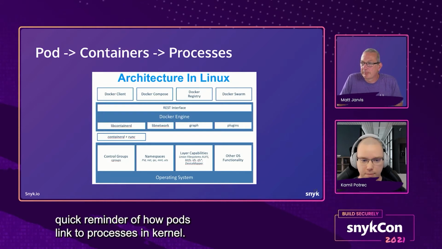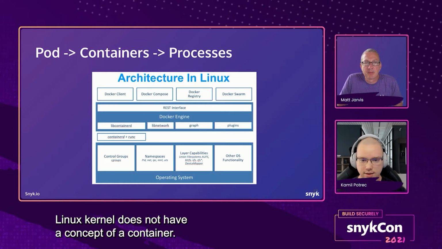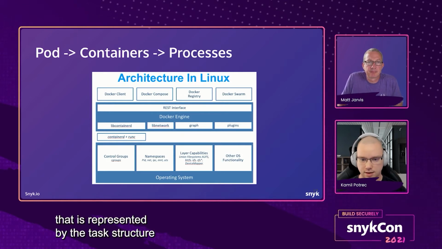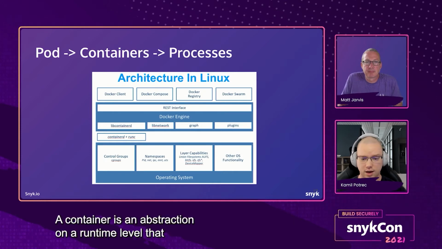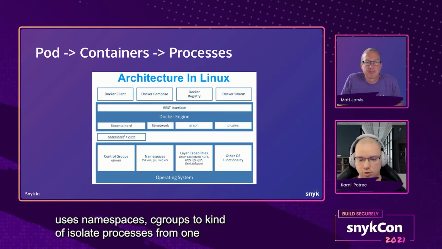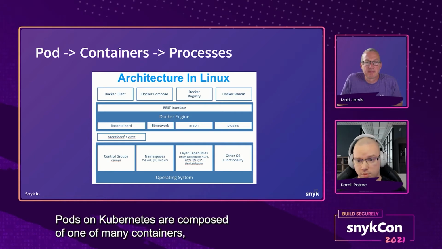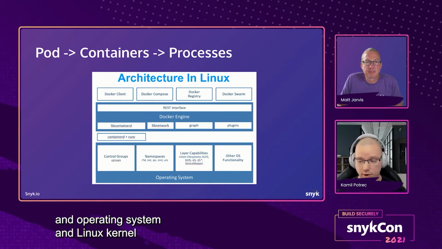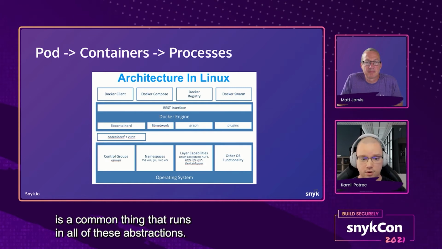In order to link all of these things together, here's a quick reminder of how pods link to processes in the kernel. The Linux kernel does not have a concept of a container. Everything in the Linux kernel is a process that is represented by the task structure that Matt mentioned before. A container is an abstraction at the runtime level that uses namespaces and cgroups to isolate processes from each other. Pods on Kubernetes are composed of one or many containers, and the operating system and Linux kernel is a common thing that runs under all of these abstractions.